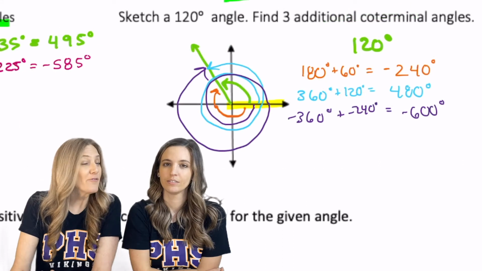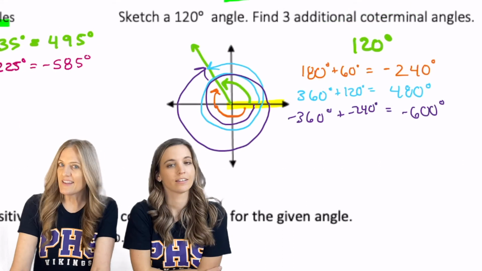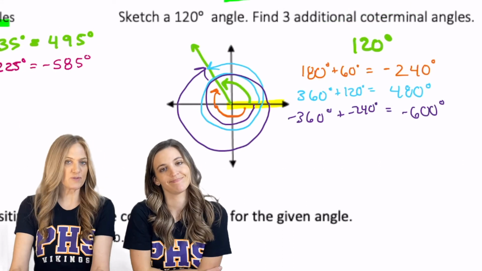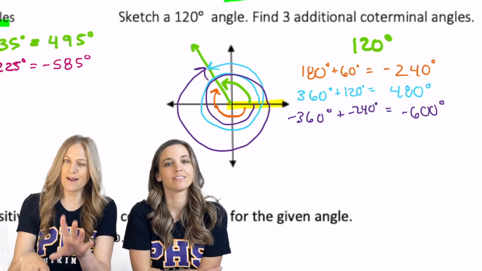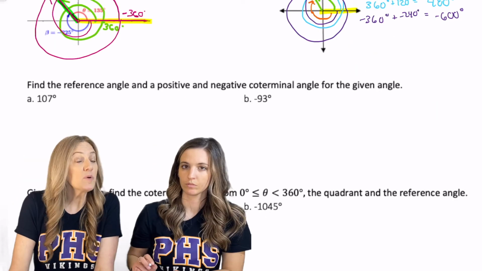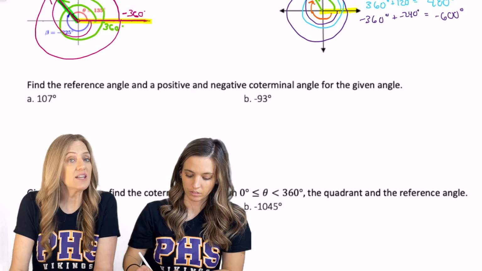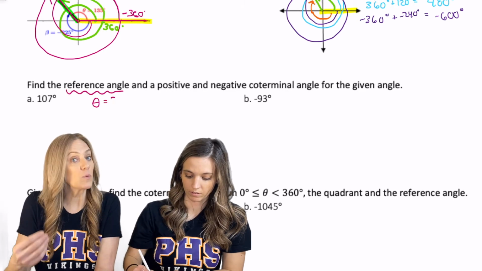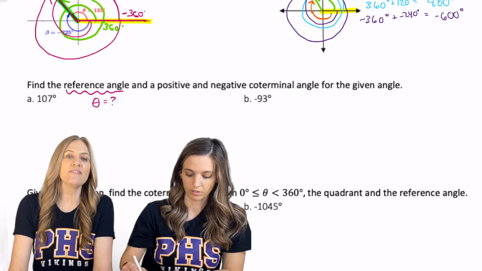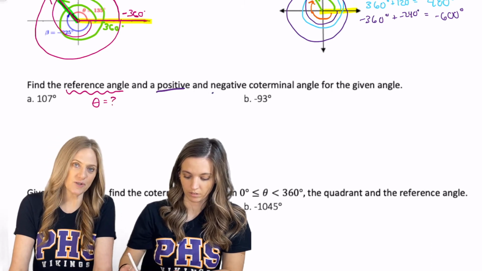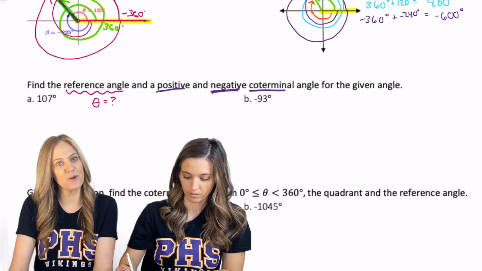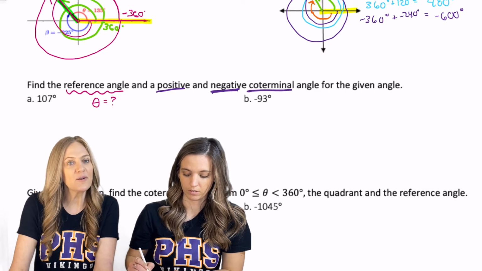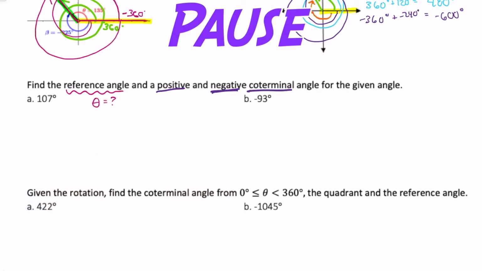All right, did you get 480 degrees and negative 600 degrees? Remember, those are the closest ones, not being tricky here. Couple more for you to try. Sketch the given angle, find the reference angle by drawing in that reference triangle, and then find another positive coterminal angle and another negative coterminal angle. Pause the video, check with us when you're done.